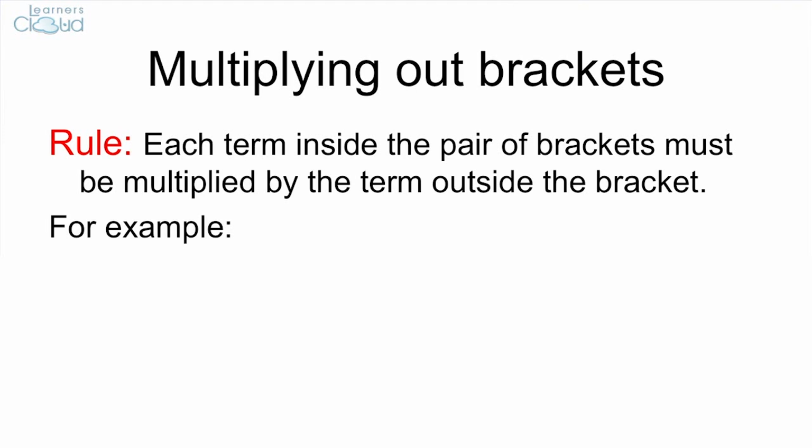Now we're going to look at how to multiply out brackets in algebra. Now there's a very important rule we use for this, and we're going to see it now. The rule when multiplying out brackets is that each term inside the bracket must be multiplied by the term outside the bracket. So for example, 3 lots of y plus 2 gives us an answer of 3y plus 6. Each term inside the bracket has been multiplied by 3.